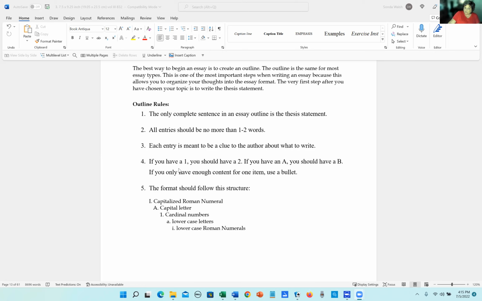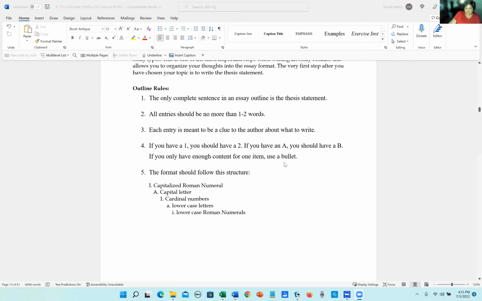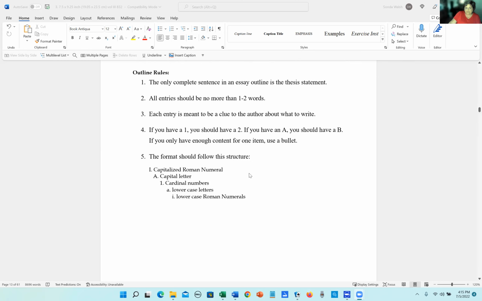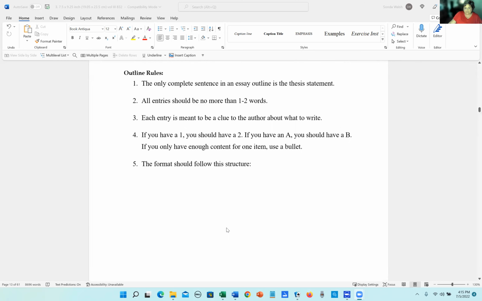Then outline rules. If you have a 1, you have to have a 2. If you have an A, you have to have a B. If you don't have enough to make a 1 and a 2 or an A and a B, then you're going to use a bullet. Okay, and this is the format structure of an outline.